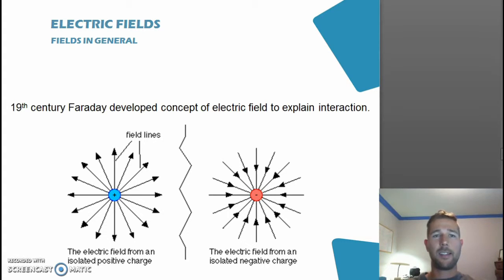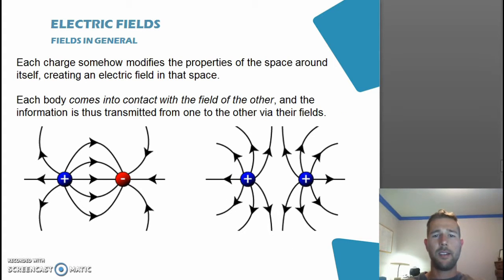So in the 19th century, Faraday developed the concept of the electric field to explain this interaction. Right, so if we think about our charges, each charge somehow modifies the properties of the space around itself, creating an electric field in that space. So if we don't worry about the particles themselves, think about the electric fields interacting with each other. So the information between the distance of the particles themselves is transmitted from one another via the electric fields.